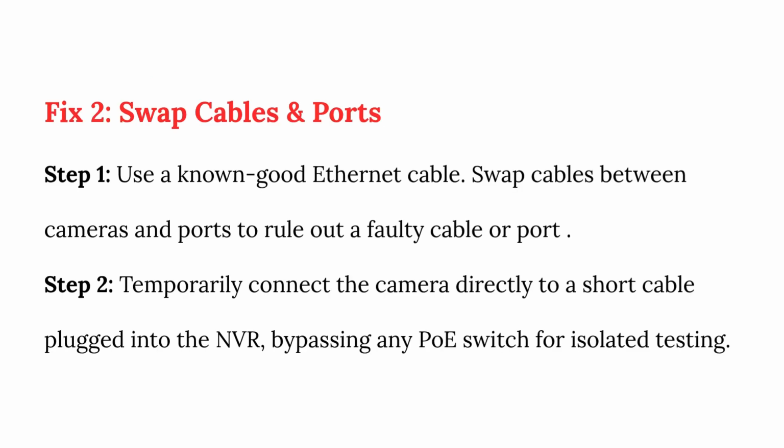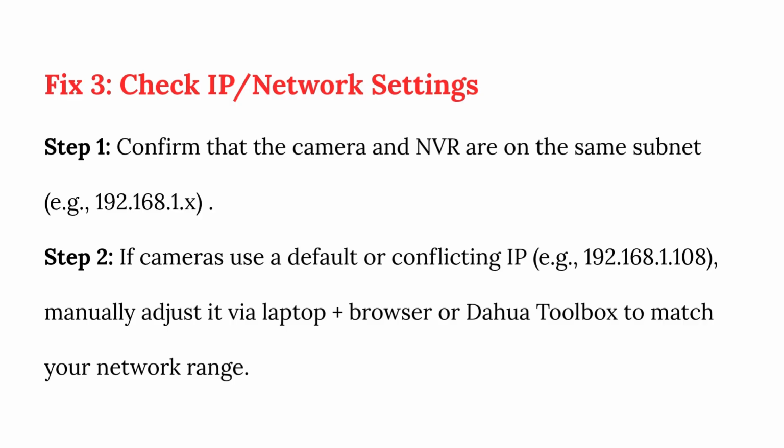Fix 2: Swap cables and ports. Step 1. Use a known good Ethernet cable. Swap cables between cameras and ports to rule out a faulty cable or port. Step 2. Temporarily connect the camera directly to a short cable plugged into the NVR, bypassing any PoE switch for isolated testing.